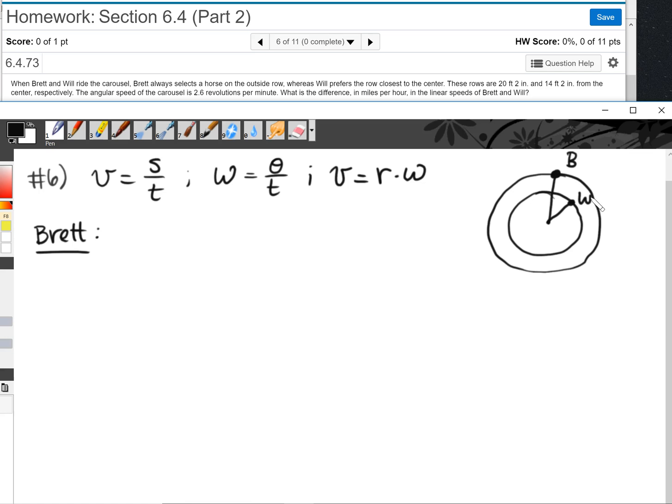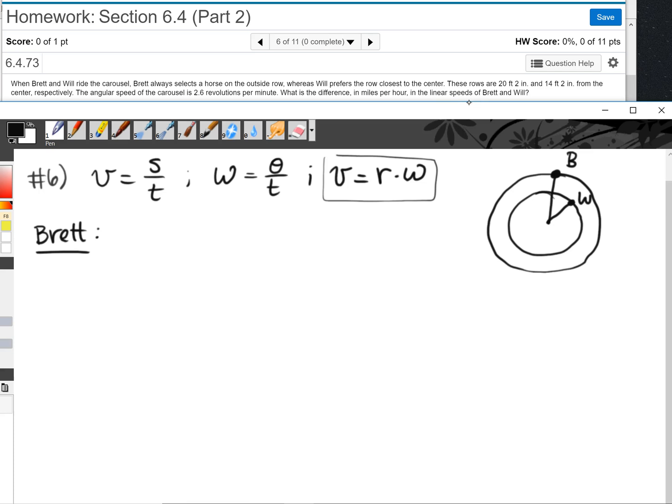Because they give us revolutions per minute, if I can figure out the radius and I can figure out what my omega is, then I'll be able to find the linear speed of each one. And then it just wants to know what that difference is in miles per hour. So let's look at Brett. And don't worry about the miles per hour right now. Let's just worry about finding that linear speed first, and then we'll worry about getting into miles per hour.